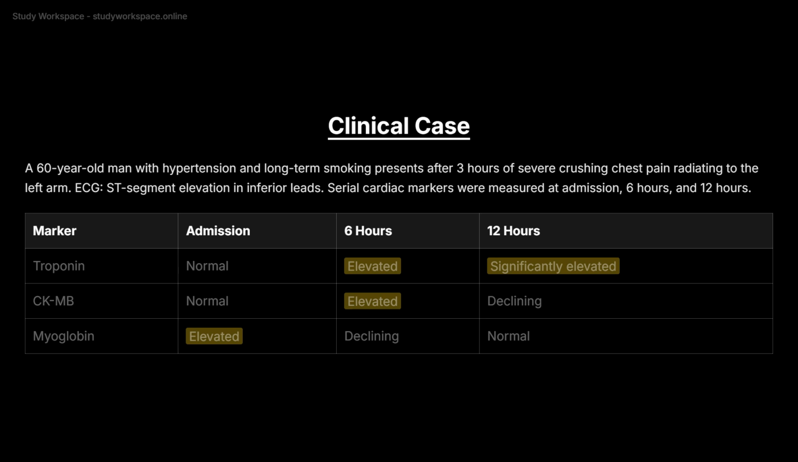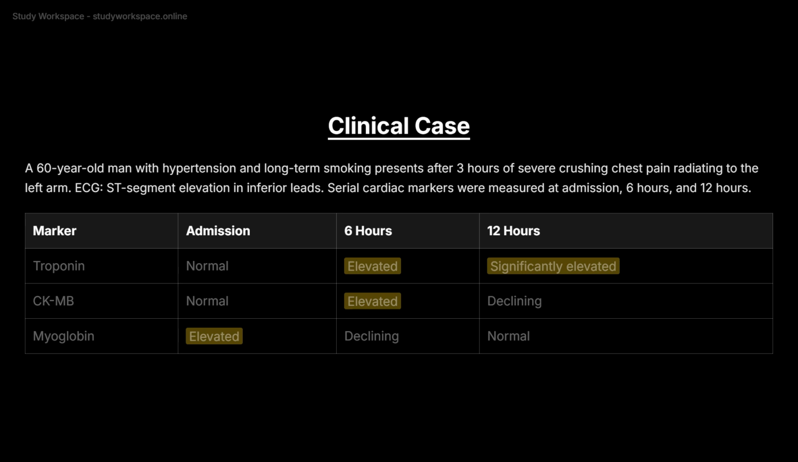A 60-year-old man with a history of hypertension and long-term cigarette smoking arrives at the emergency department after experiencing about 3 hours of severe crushing chest pain that radiates to his left arm. His electrocardiogram demonstrates ST segment elevation in the inferior leads.